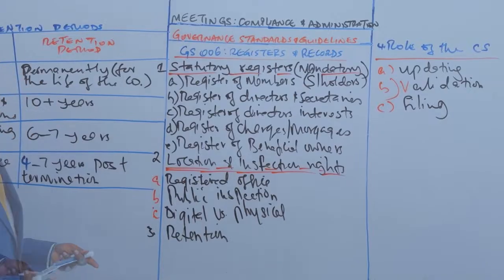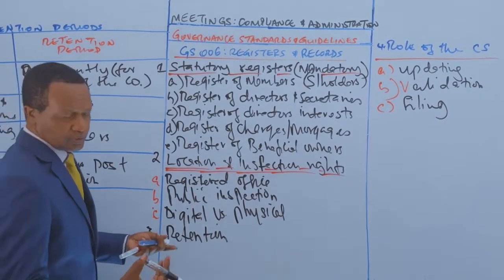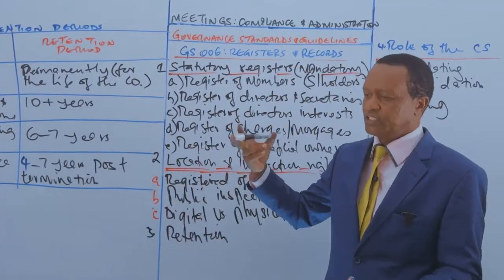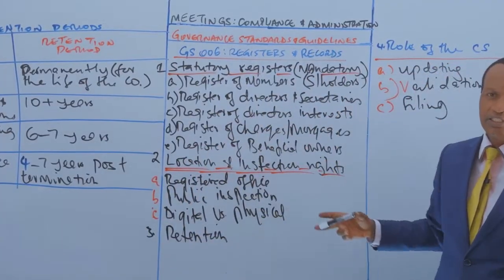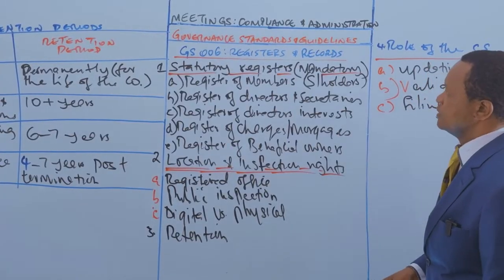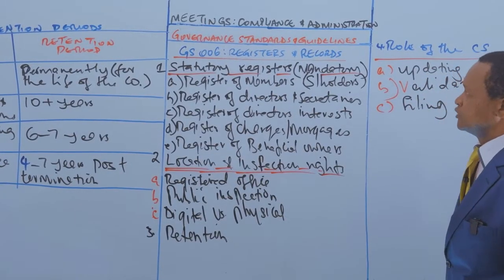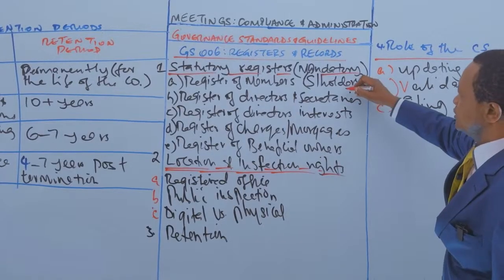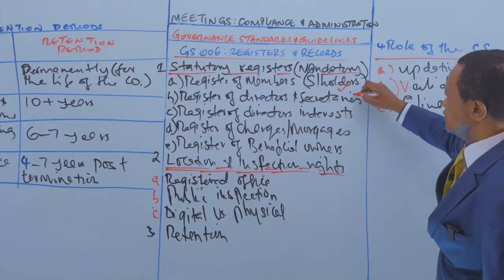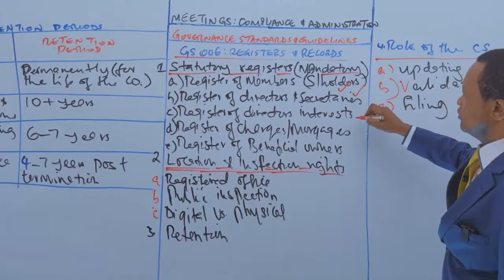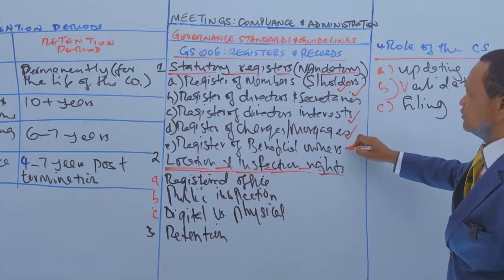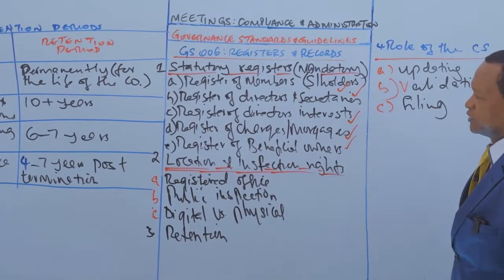Okay, that's the end of today's lesson on governance standard number 006, registers and records. In this lesson, we have identified the statutory registers which are mandatory: 1, register of members; 2, register of directors and secretaries; 3, register of directors' interests; 4, register of charges and mortgages; 5, register of beneficial owners.